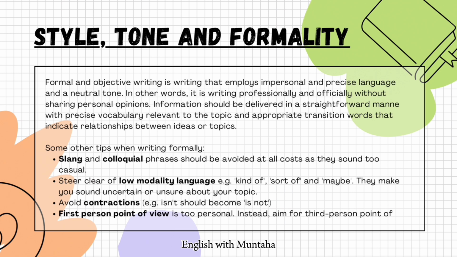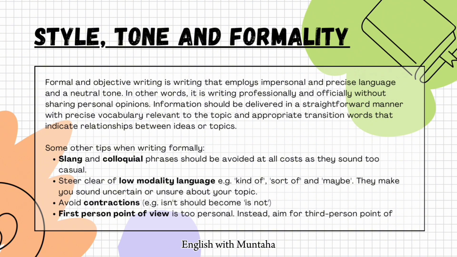Style, tone, and formality. Formal and objective writing is writing that employs impersonal and precise language and a neutral tone. In other words, it is writing professionally and officially without sharing personal opinions. Information should be delivered in a straightforward manner with precise vocabulary relevant to the topic and appropriate transition words that indicate relationships between ideas or topics.